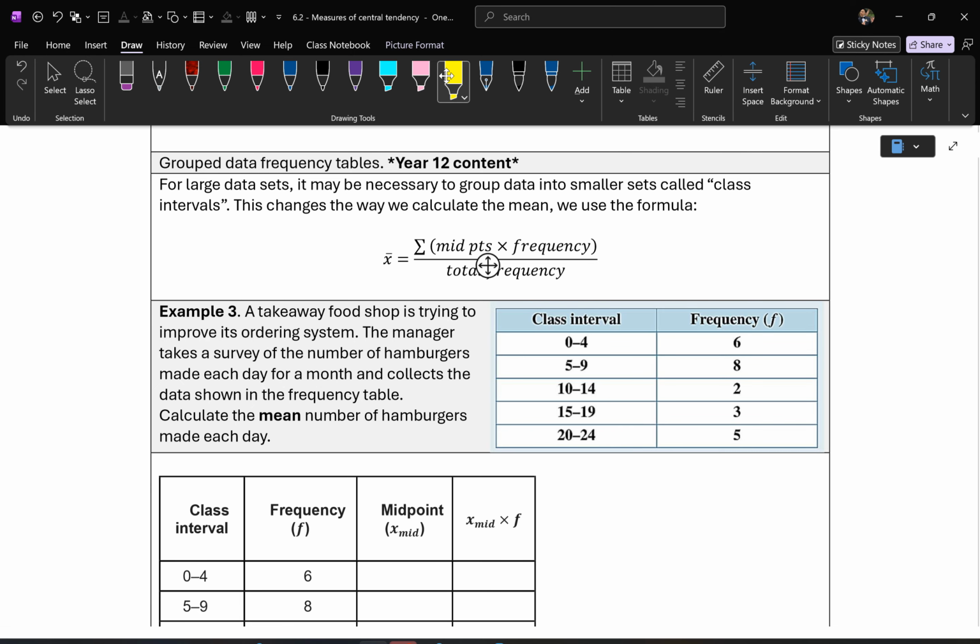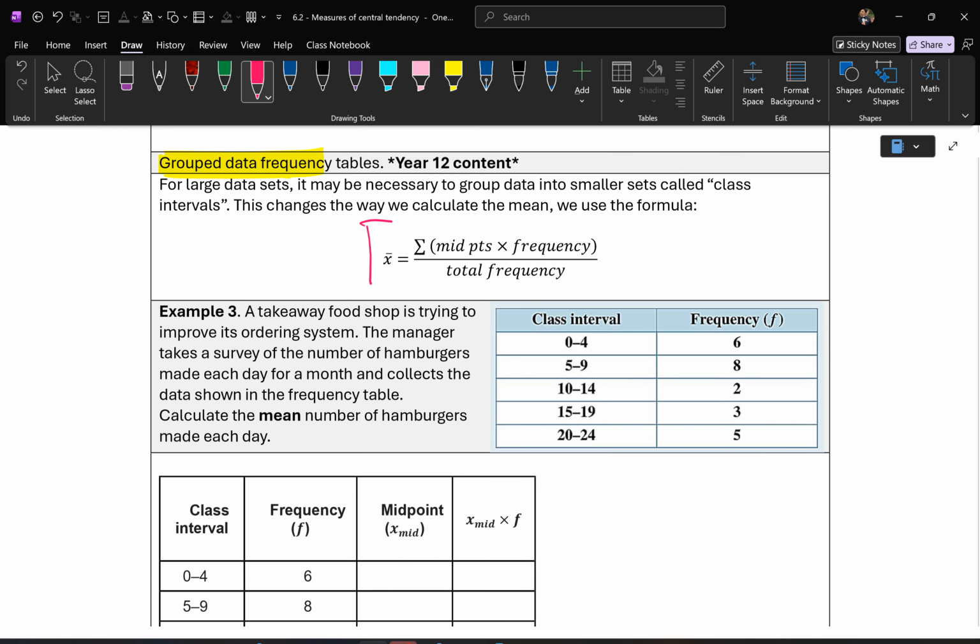Example 3 is different because this time it is grouped data with frequency. So what does that mean? You are used to seeing numbers that are just whole numbers, like 121, 122, 124 before. But what happens if I tell you that you have a class interval between 0 and 4, and you've got 6 of them. Between 5 and 9, you've got 8 of them. Between 10 and 14, you've got 2 of them. So if I ask you now to find the mean, that makes it a lot harder to understand because you don't have one number. How do you multiply them? So what do you do?